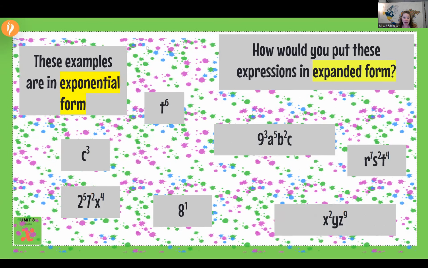All right, and then we would do the opposite. So I'm not going to take the time to do this, but I think you guys got it. We would write out 6 t's. So t multiplied together 6 times. Here we would write c times c times c. We would write 9 times 9 times 9, 5 a's, 2 b's, and 1 c, and so on and so forth. All right, I think everyone understands. If you need more help on that, please let me know. But you guys are smart cookies. I think you got it.